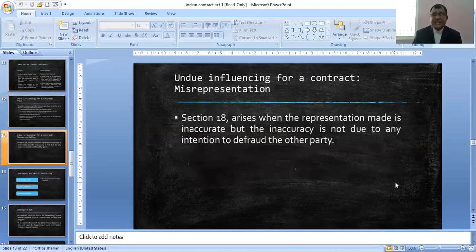Misrepresentation, Section 18, arises when the representation made is inaccurate, but the inaccuracy is not due to any intention to defraud the other party. Okay.